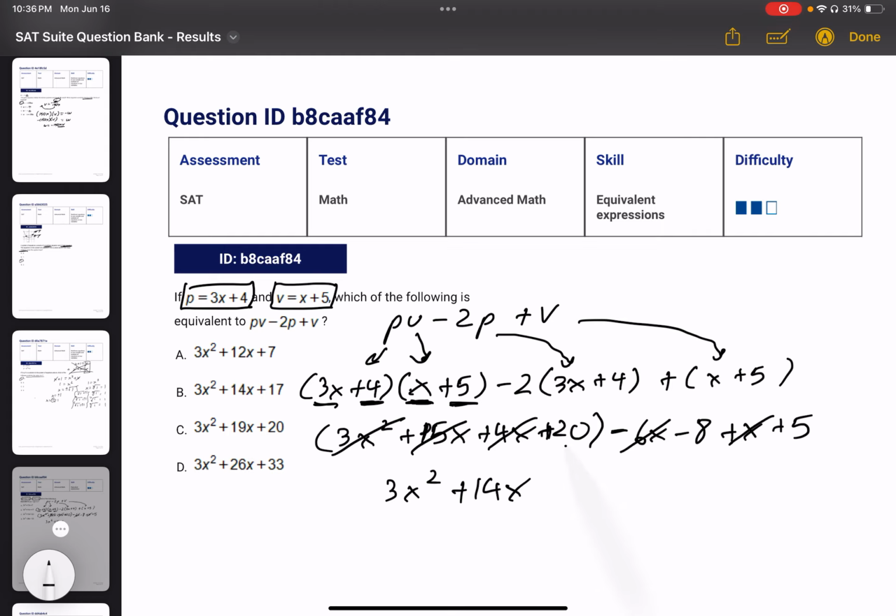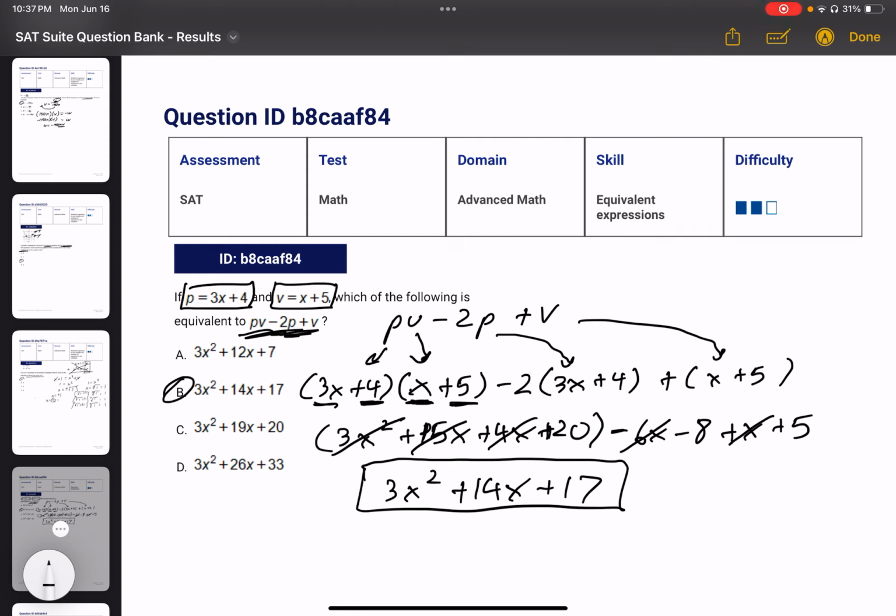And then we have the constants. Plus 20 minus 8 is 12, plus 5 is 17. And then that's our simplified expression of this over here. So looking at our answers, that matches up with B.